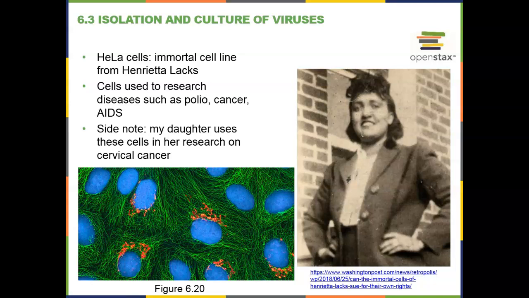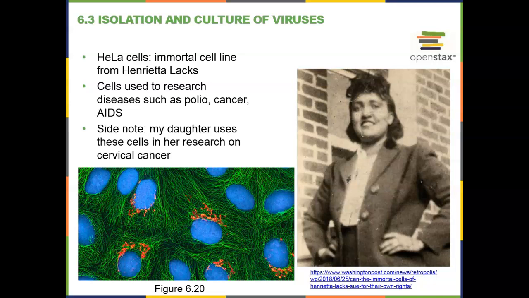In the 1940s, the late 40s, there was a lady named Henrietta Lacks, and this is her right here. She has a cell line that is used today. It's known as the immortal cell line, and virologists use it today to study multiple viruses, including poliovirus, AIDS virus, human papillomavirus. And actually my daughter does research using these HeLa cells, and she studies HPV and cervical cancer in her research. So what HeLa cells are, these are cells that came from Henrietta Lacks' cervix.